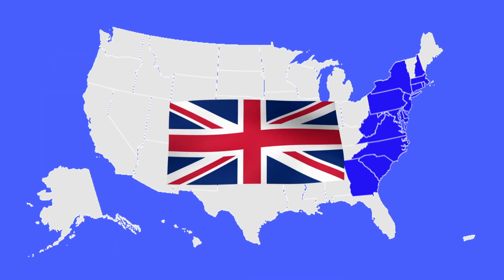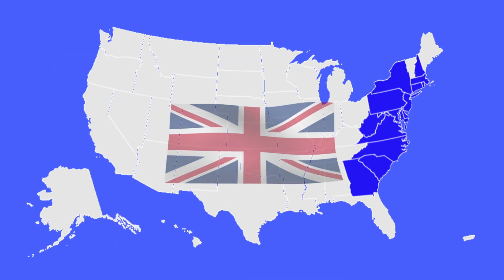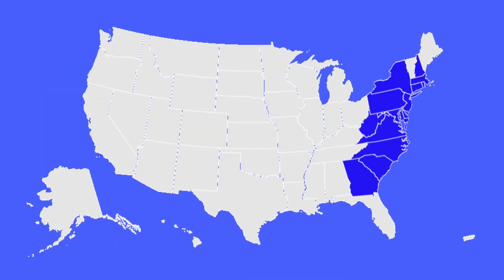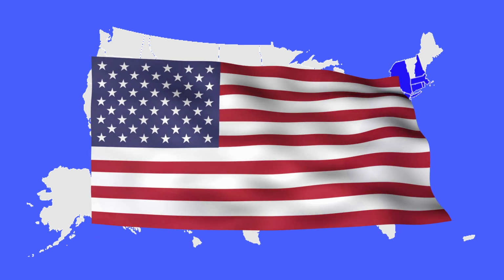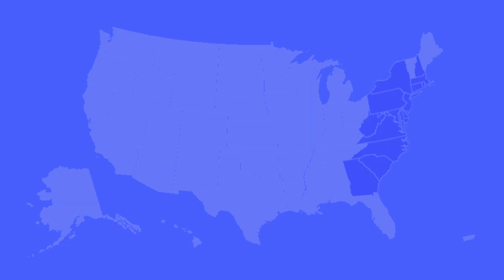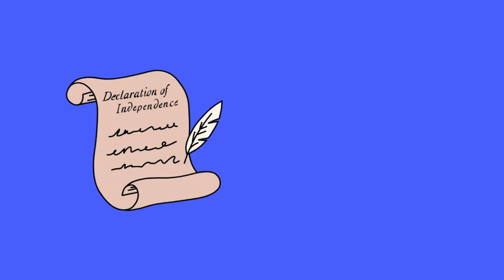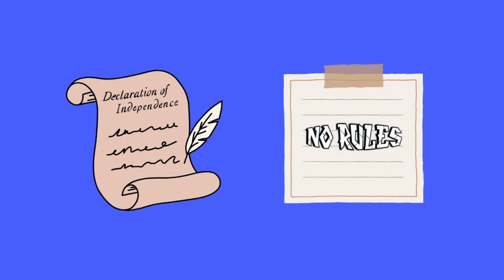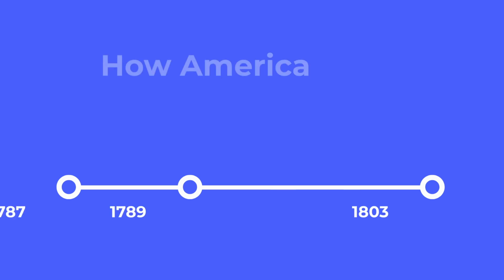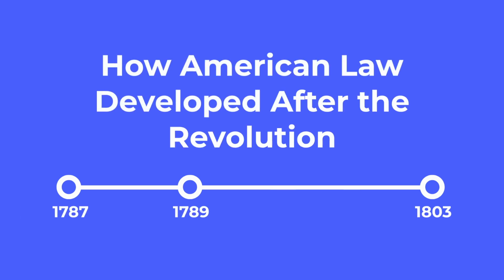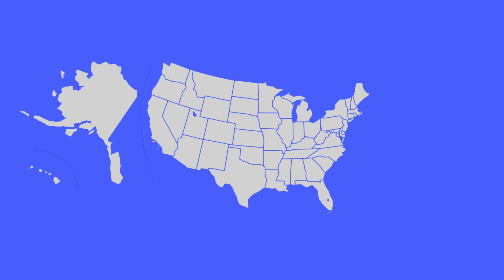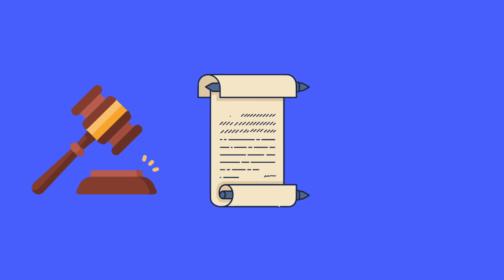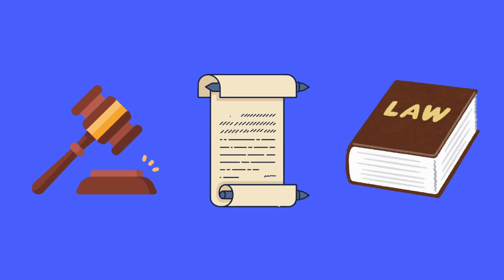After the American Revolution, the U.S. wasn't just free from Britain, it was also free from British law. But here's the problem. What happens when you have independence, but no clear rules? In this video, we'll explore how American law developed after the Revolution, how the country moved from colonial legal confusion to a working system of courts, constitutions, and case law.